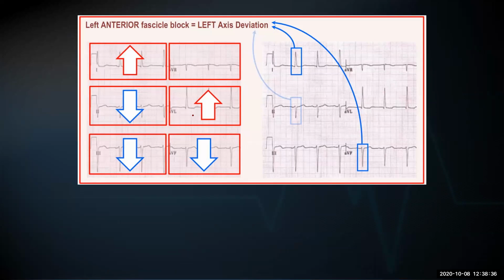There we go. So in a left anterior fascicular block, remember, you're going to think of left axis deviation. For a left posterior fascicular block, we're thinking of right axis deviation. This summarizes the same thing I just showed you on the other slide: with the deep S's that we're seeing in 2, 3, AVF, the absence in 1 and AVL is suggestive of a left anterior fascicular block with the appropriate left axis deviation.